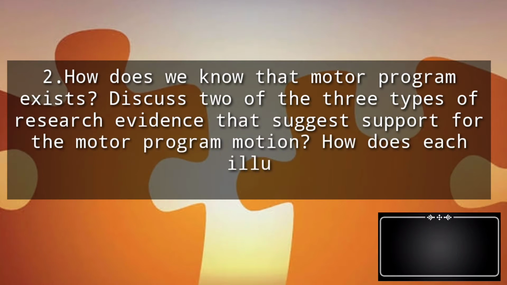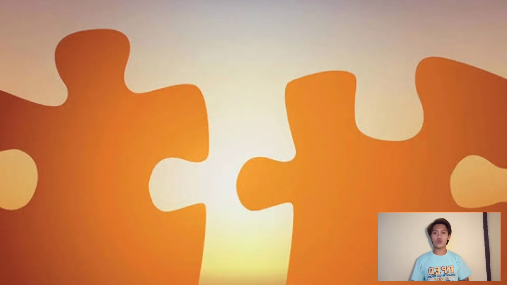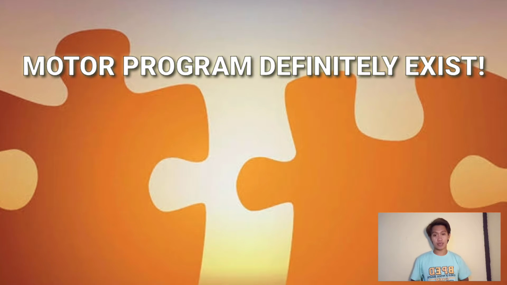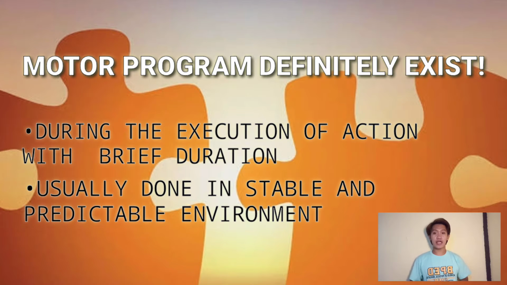Second, how do we know that a motor program exists? Discuss two of the three types of research evidence that suggest support for the motor program notion. How does each illustrate that individuals plan their movement in advance? Based on what I've learned during the discussion, a motor program definitely exists. It could be during the execution of lots of actions, particularly those actions with brief duration, and usually done in a stable and predictable or unchanging environment. Examples of these are dart throwing or diving.